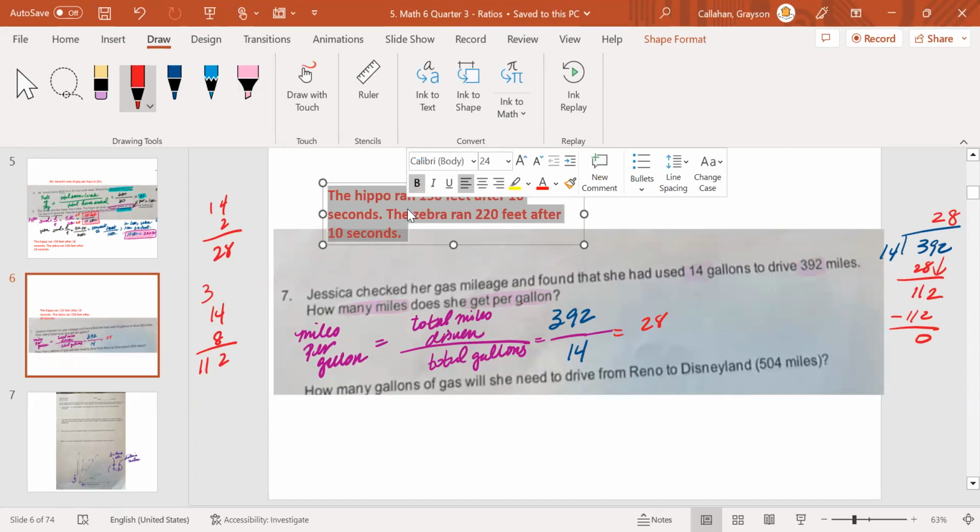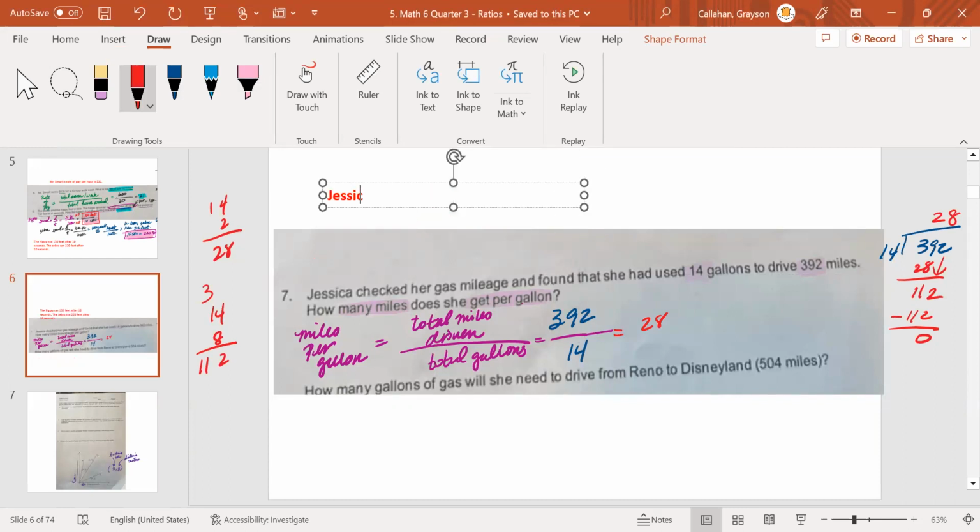Yeah, so how many miles does she get per gallon? Jessica got 28 miles per gallon. Let's go back to the original question and answer it. How many gallons of gas will she need to drive from Reno to Disneyland, which is 504 miles? 28 miles per gallon, right? She gets 28 miles for 1 gallon of gas, right?